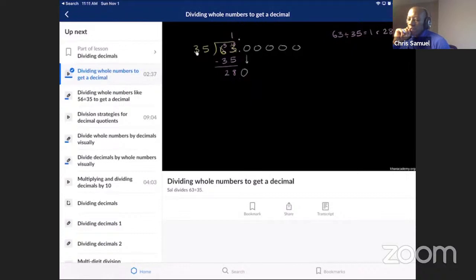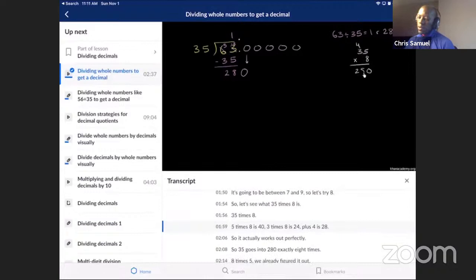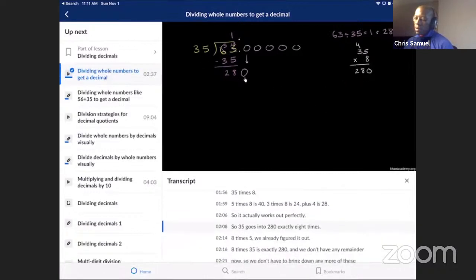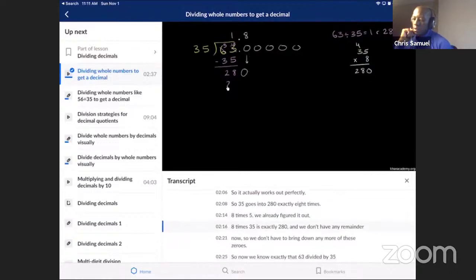And now we ask ourselves, how many times does 35 go into 280? And as always, this is a bit of an art. So 40 goes into 280 7 times. 30 goes into 280 about 9 times. So we're between 7 and 9. Now let's try 8. Let's see what 35 times 8 is. 5 times 8 is 40. 3 times 8 is 24 plus 4 is 28. So it actually works out perfectly. 35 goes into 280 exactly 8 times. 8 times 35 is exactly 280.